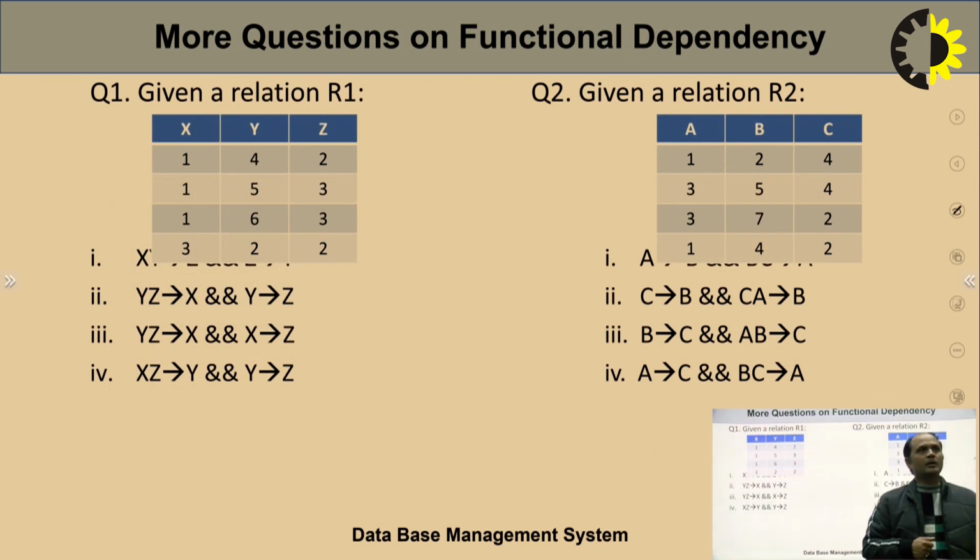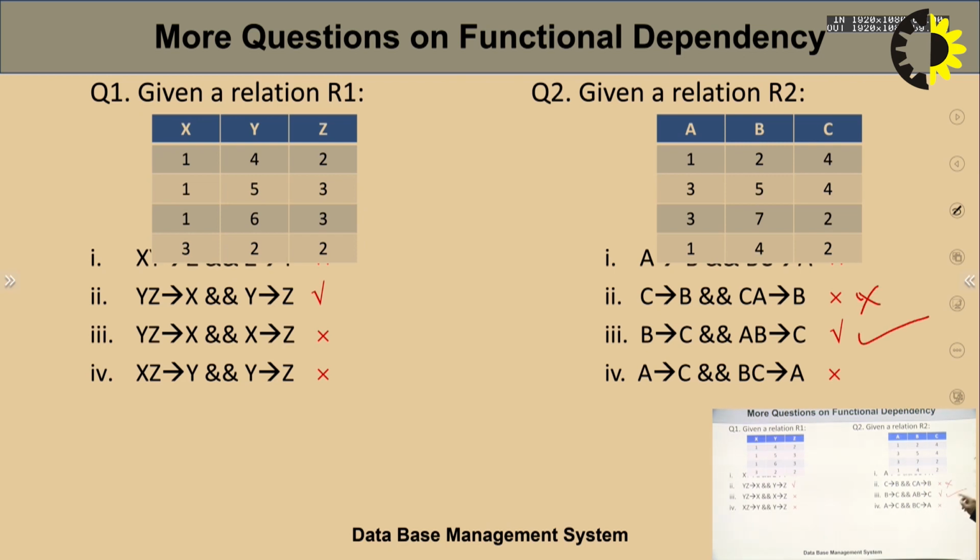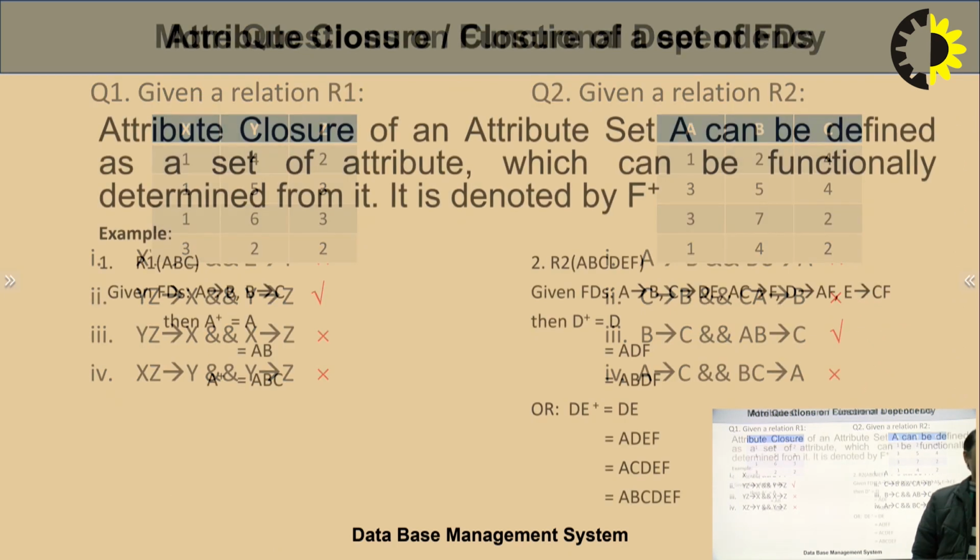Suppose we have more examples on functional dependency. This is relation 1 and relation 2. Which ones are correct and which are wrong? In this example, this one is correct and this one is wrong, because we cannot identify it. In R2, this is the wrong option, this is the correct option, and this is the wrong option, because the value of A cannot be determined by BC.